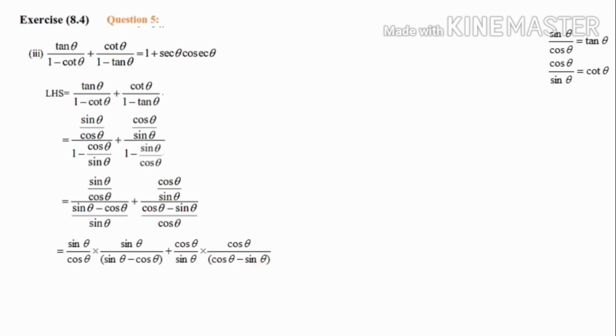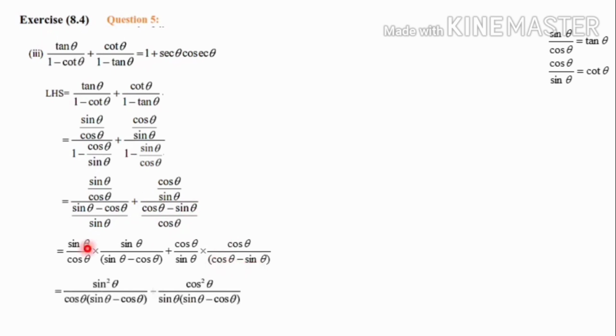Here what we have done is just take the numerator sin theta by cos theta, then instead of this division we are multiplying by the reciprocal of the denominator. Reciprocal we are taking in the sense of interchanging the numerator and denominator. Here the denominator is sin theta, that sin theta will come as numerator here. Here the numerator is sin theta minus cos theta, that will come here as denominator, plus cos theta by sin theta into again the reciprocal of the denominator, interchanging numerator and denominator, cos theta by cos theta minus sin theta.